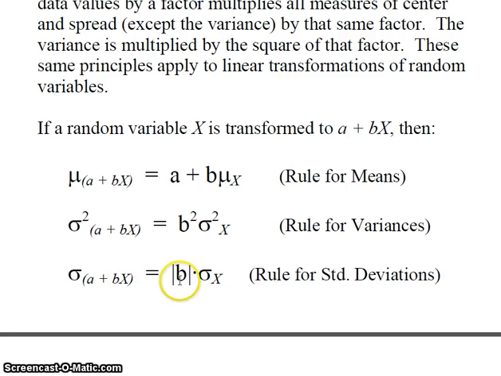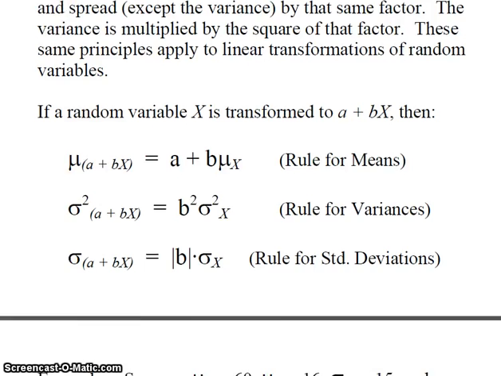And the standard deviation is the square root of the variance. So that's just going to be the absolute value of b times the original standard deviation of x. This has to be an absolute value because in some situations b might be a negative number, but you want to take the positive square root of b squared when you do this because the standard deviation can never be negative. So you always want the absolute value of b times the original standard deviation.